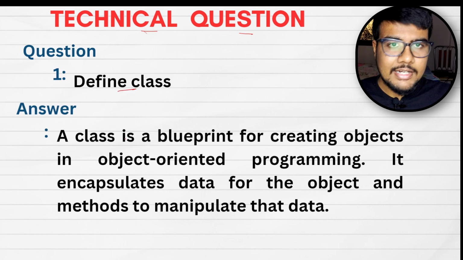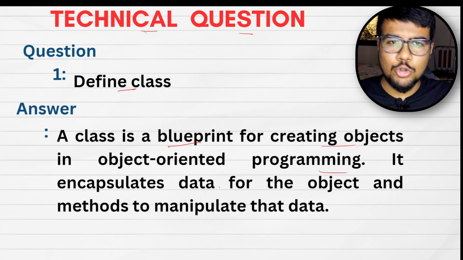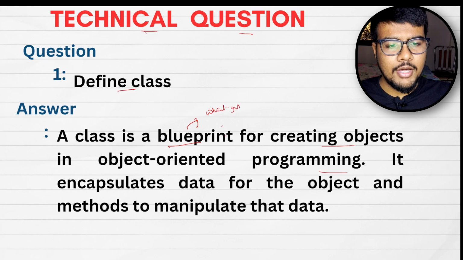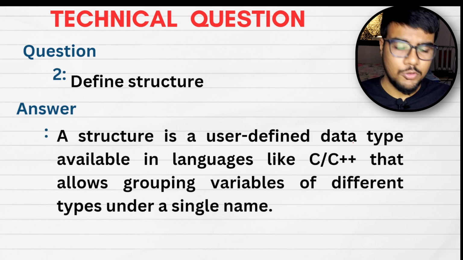So define class. Class, as most of you know, is a blueprint for creating objects in an object-oriented programming language, and it encapsulates the data for the object and the methods to manipulate the data. Everyone has their own class definition, so please be on that. The follow-up questions you can expect are what do you mean by blueprint, what do you mean by objects, and so on.